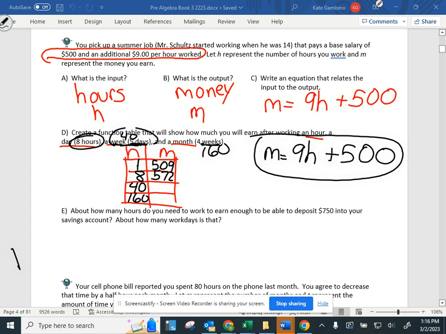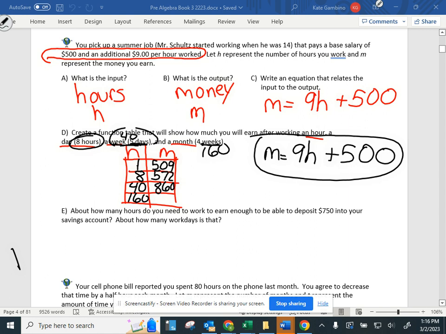So now I'm going to put in 40 hours. And I have to do the full equation. How much money am I going to get if I work 40 hours? Evan? 860. 40 times 9, and then add that to the 500.